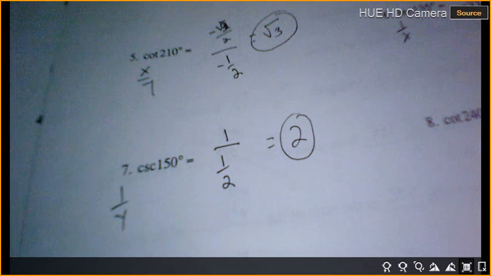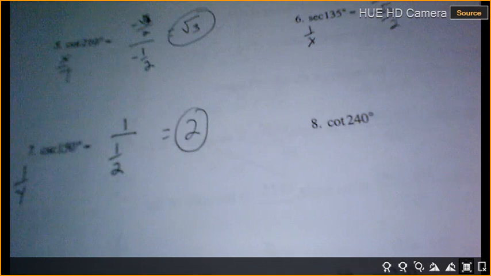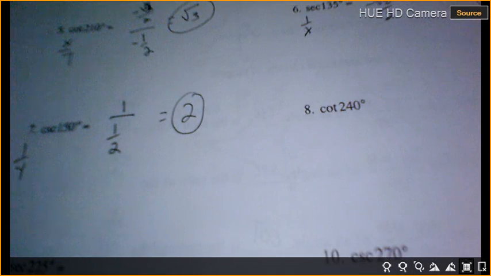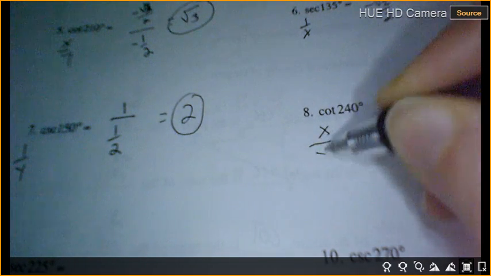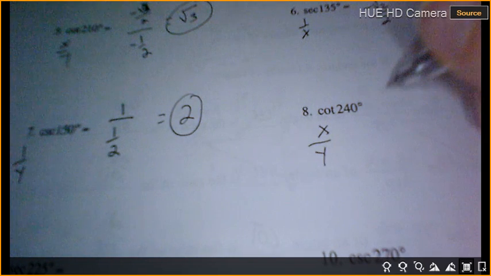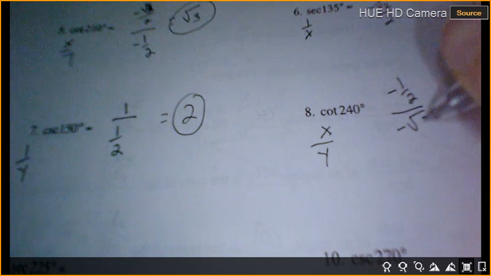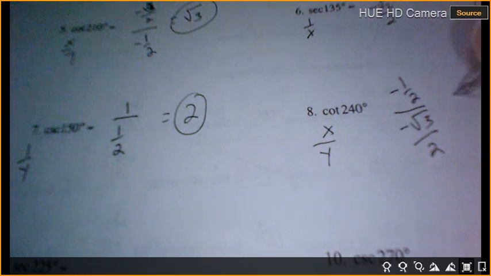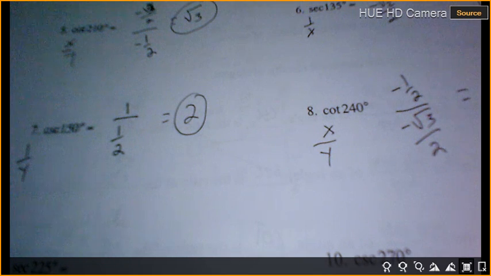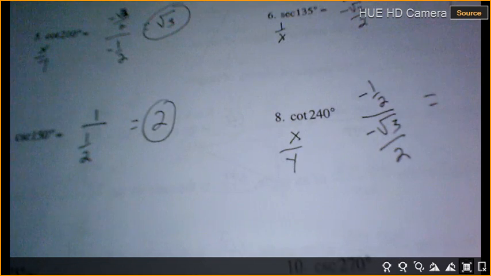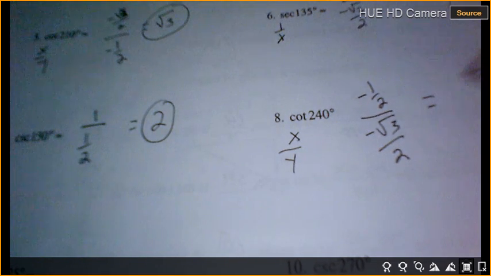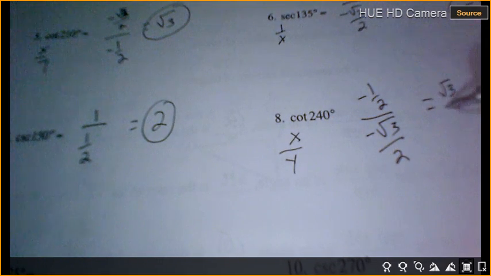Okay. Cotangent is what? X over y, right? So I'm going to get negative 1/2 over negative square root 3 over 2. So that's going to give me what? Should be at the bottom of your paper. Square root 3 over 3.